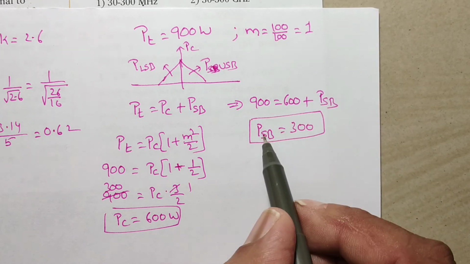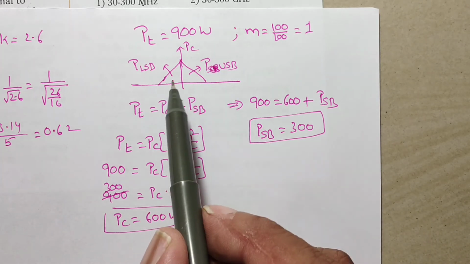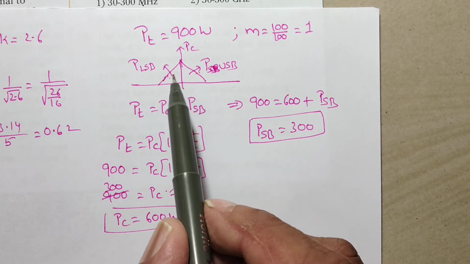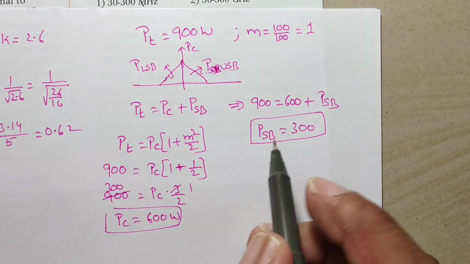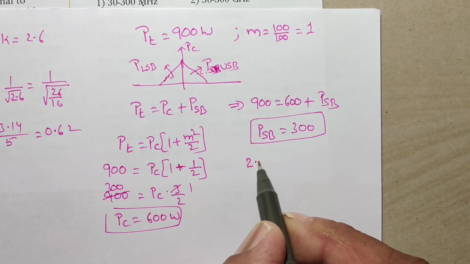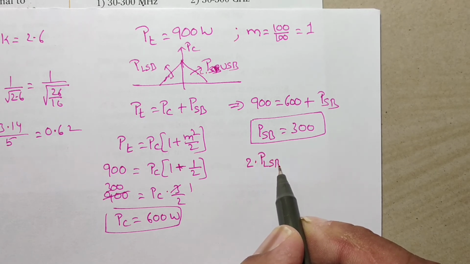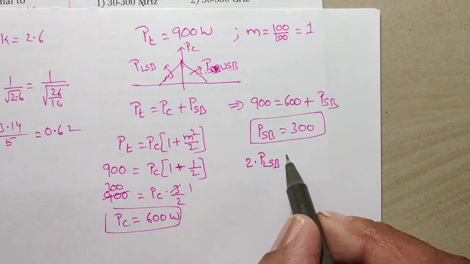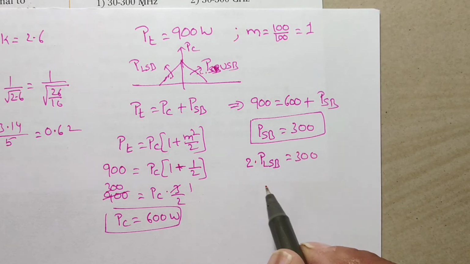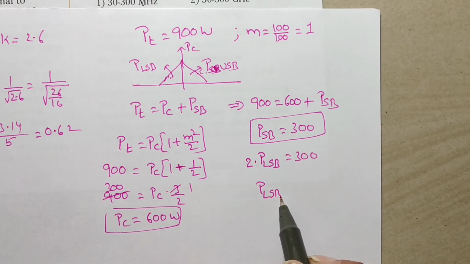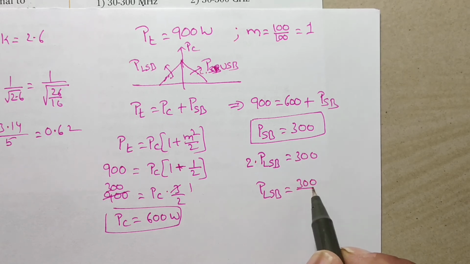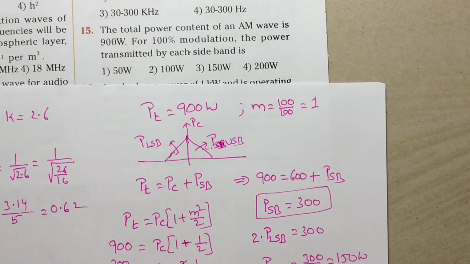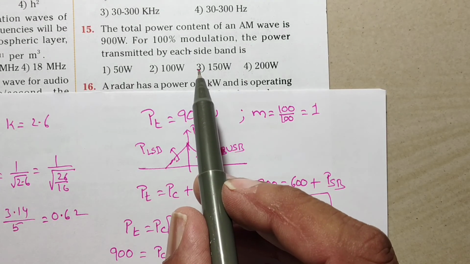But PSB again has to be divided. Sidebands are lower sideband and upper sideband, but both are equal. So we are writing 2 into PLSB, or PUSB. Lower sideband or upper sideband we are going to write. That means 300, so PLSB we are getting as 300 by 2, means 150 watts. So which option is correct? Third option is correct.